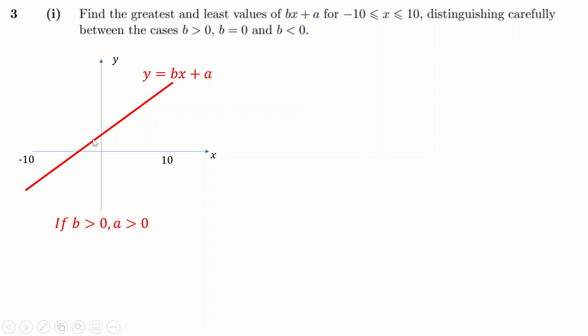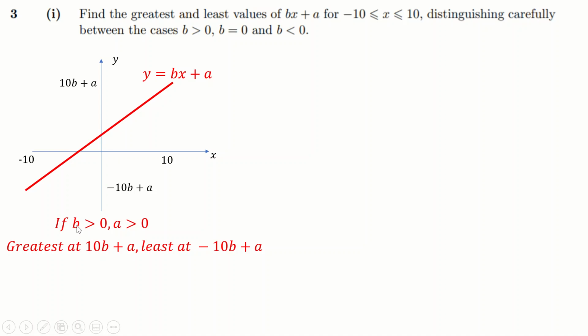We can see that in between minus 10 and 10 this line is clearly biggest at 10. Of course, it gets bigger over here, but just in between minus 10 and 10, it's biggest at 10, where it's b times 10 plus a, which is 10b plus a, and it's smallest at minus 10, at minus 10b plus a. So this graph has the greatest value of 10b plus a and its least at minus 10b plus a, if you're in this case.